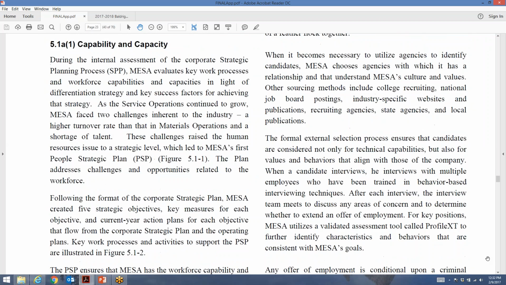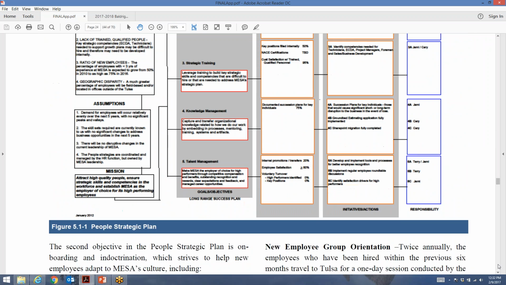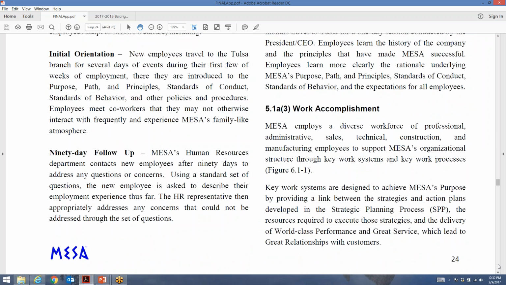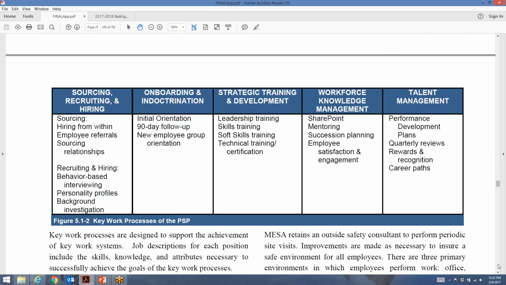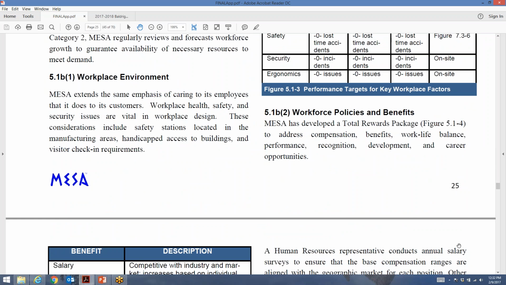Okay, moving right along. Category 5. I'm going to come back to that in a minute. Key processes. Okay.